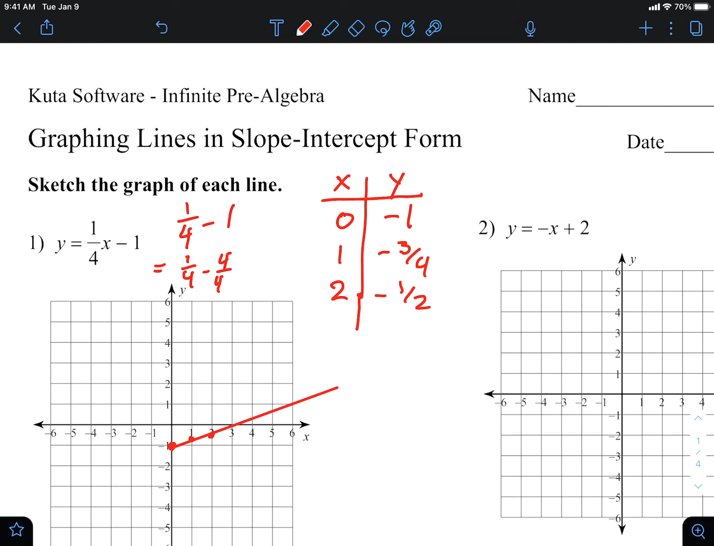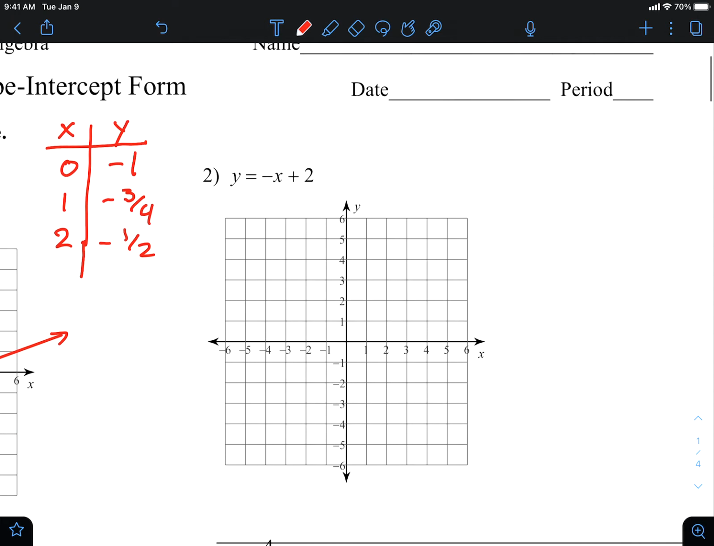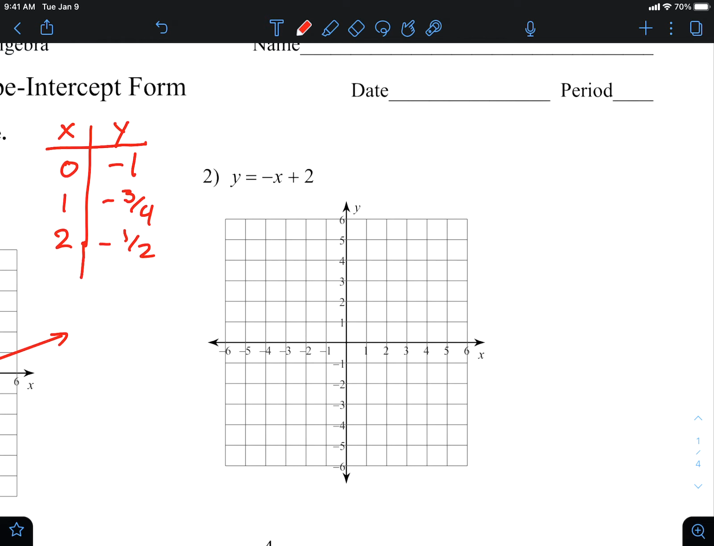Okay, do we want to do it with a table? Especially when there's fractions in there? Not my method of choice. It's not so bad when you don't have a fraction, or sorry, it's bad when there is a fraction. It's not so bad when there isn't a fraction. But I could give you anything. So for number 2, we're going to try a different method.